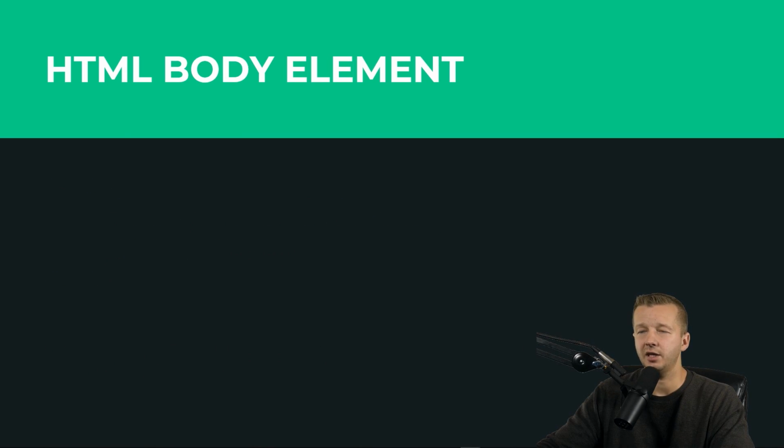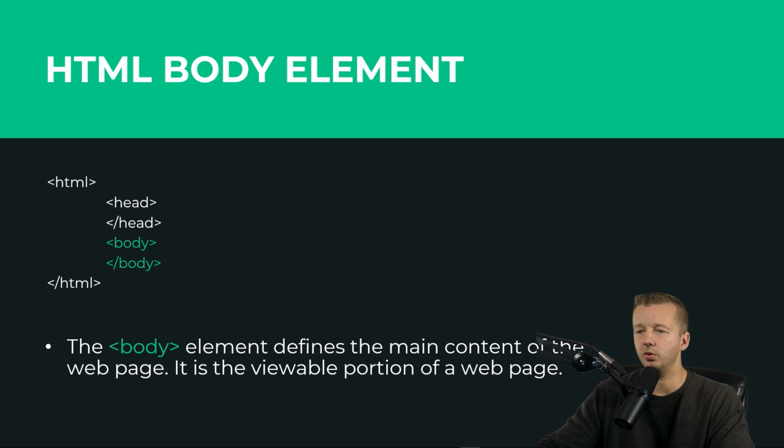All right, so let's take a look at the body element. So we start off with our HTML element, the head, and then underneath that goes the body element with our opening and closing body tags. The body element defines the main content of the web page, and it's basically the visible part of the web page that people will see. So the elements found within the head section of your HTML document are nothing that they see on the actual screen. That's all defined within the body tag.